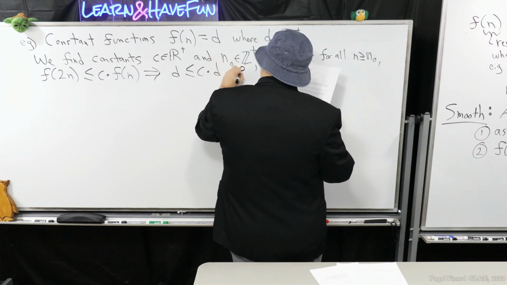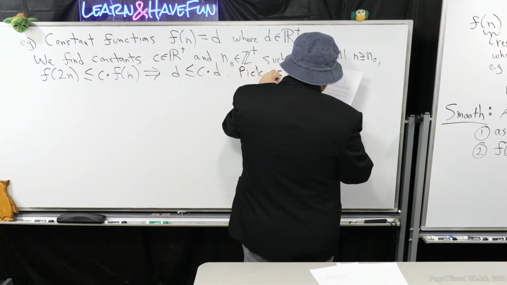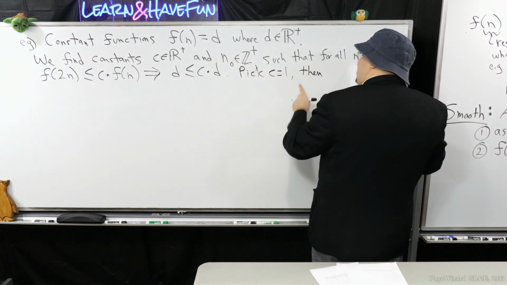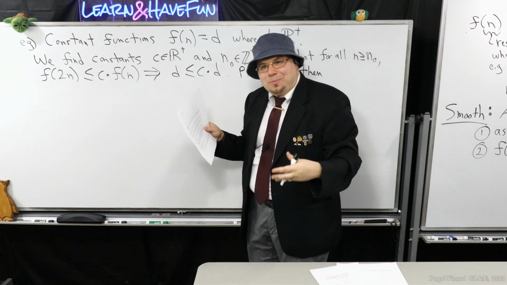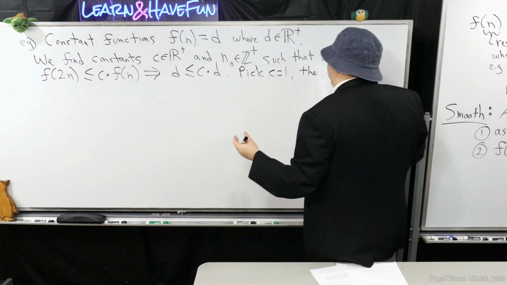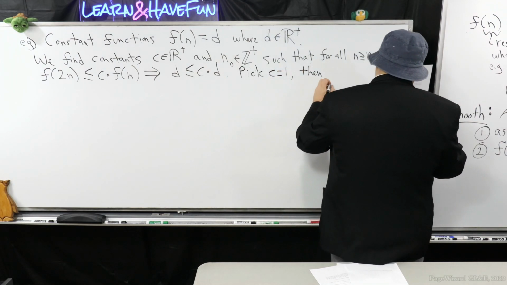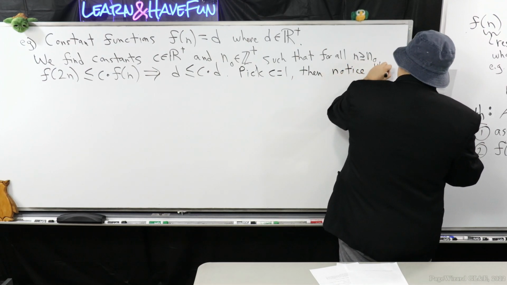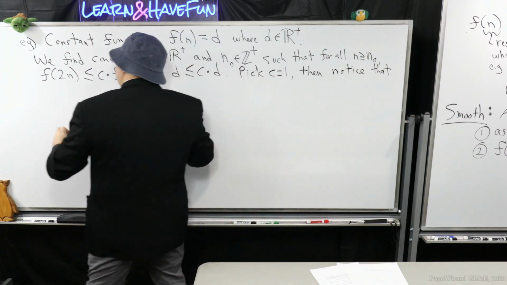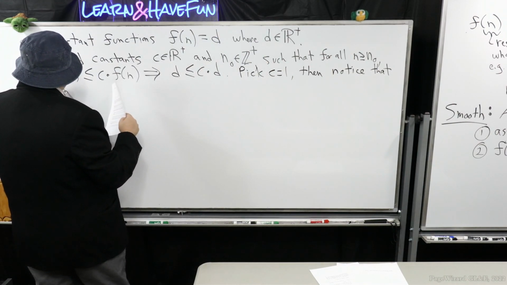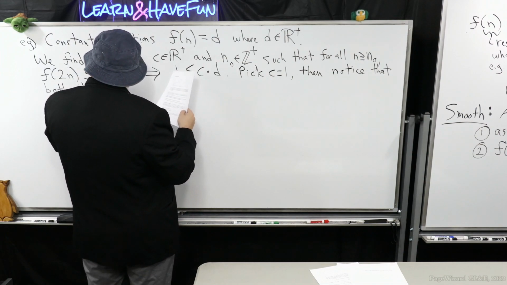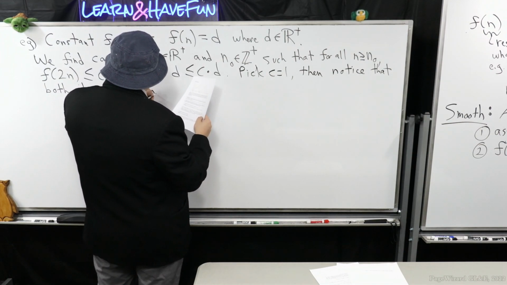So I'm just going to pick c equal to 1. And normally here I would say that we're going to find n0, but notice that it's a constant function. There's not very much interesting going on here. So notice that both sides of the inequality are equal.